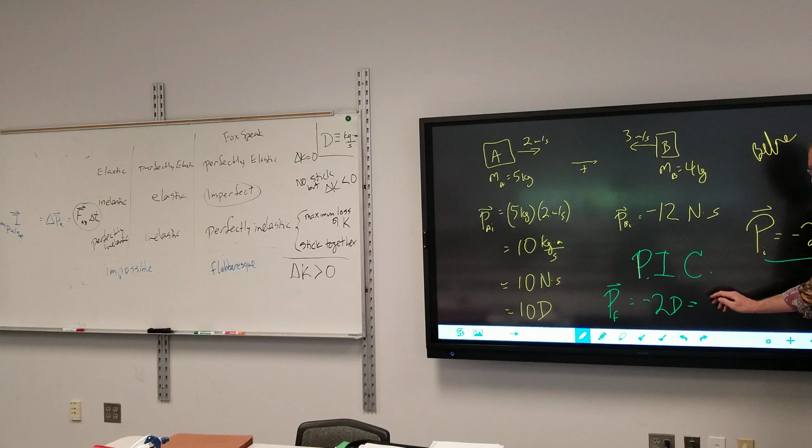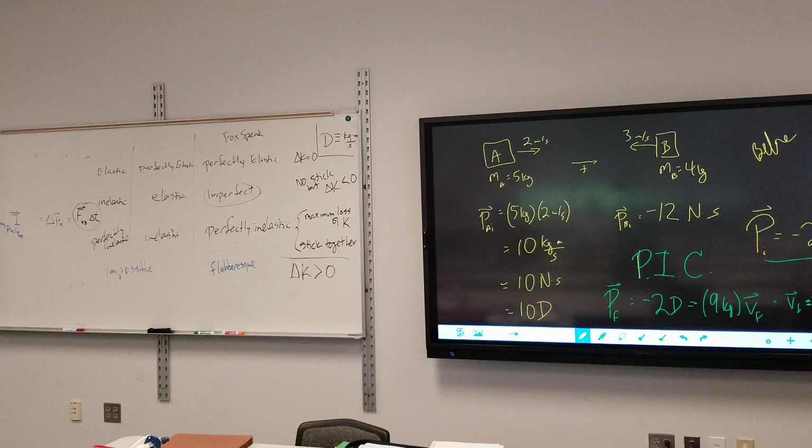So that's going to be the mass of 9 kilograms times the final velocity. And doing the fancy math there, you end up with a final velocity of negative, depends on if you're a decimal or fraction fan, equals negative 0.2 repeating meters per second. So after they collide, they're going to continue in the negative direction, crawling along.